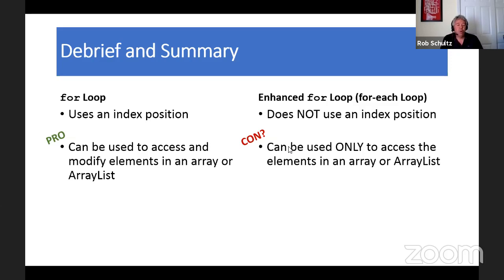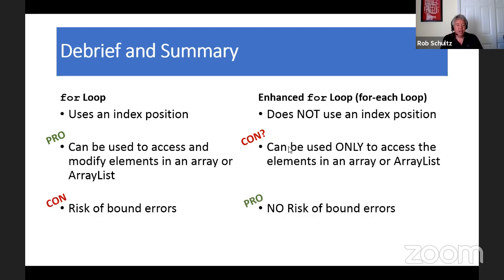While we're on the topic of bounds errors, with the for loop, there is a risk of bounds errors. With the enhanced for loop, there is no risk of bounds errors, which is definitely a pro and a con. So each loop has its own advantages and disadvantages.